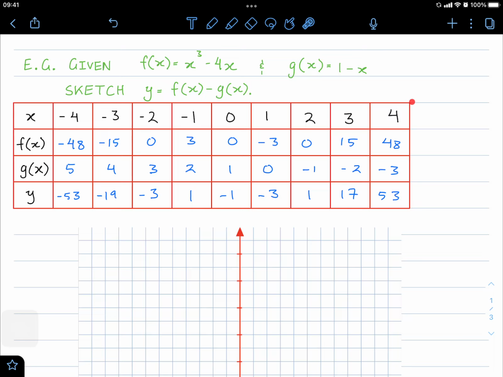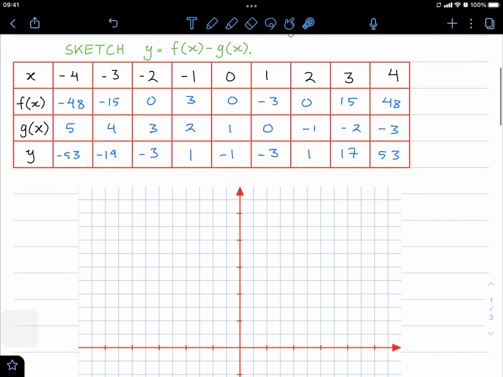Well, as you can probably see, this is the combined table of values for f of x and g of x. These are the same functions we saw previously. But for the last row, instead of taking the sum of the values, we take the difference of them. So negative 48, take away 5 is negative 53, negative 15, take away 4 is negative 19, and so on.